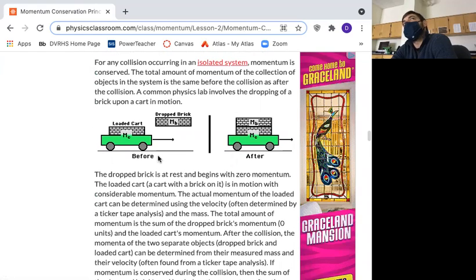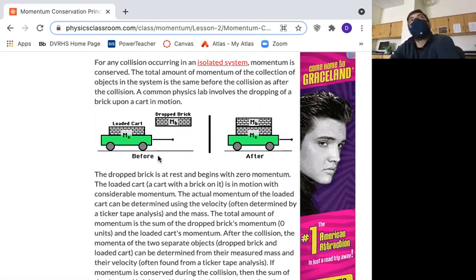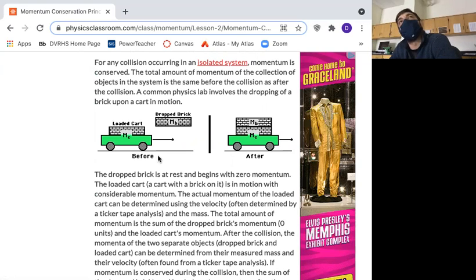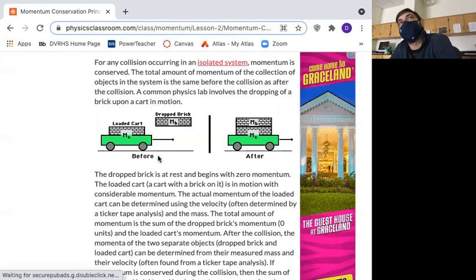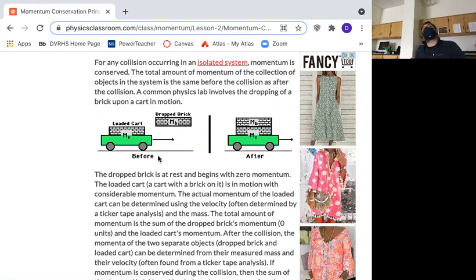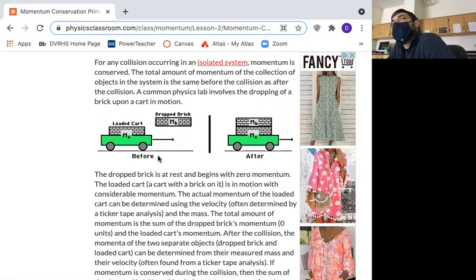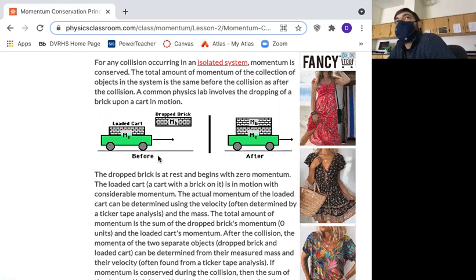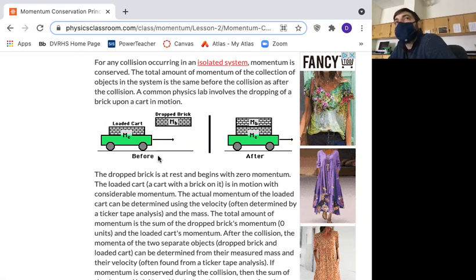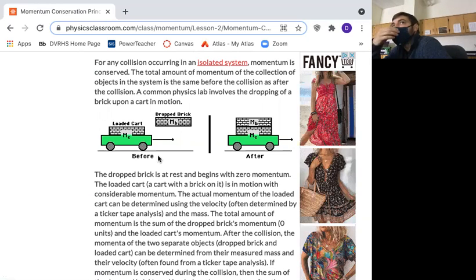For any collision occurring in an isolated system, momentum is conserved. The total amount of momentum of the collection of objects in the system is the same before the collision as after the collision. A very common physics lab involves the dropping of a brick upon a cart in motion. The dropped brick is at rest and begins with 0 momentum. The loaded cart is in motion with considerable momentum. The actual momentum of the loaded cart can be determined using the velocity and the mass and multiplying them together.